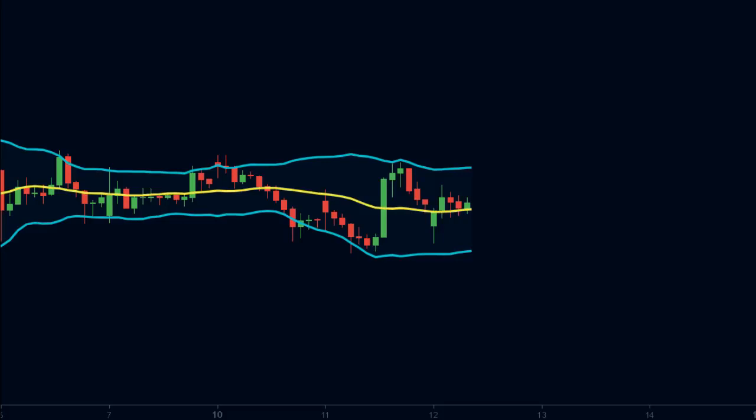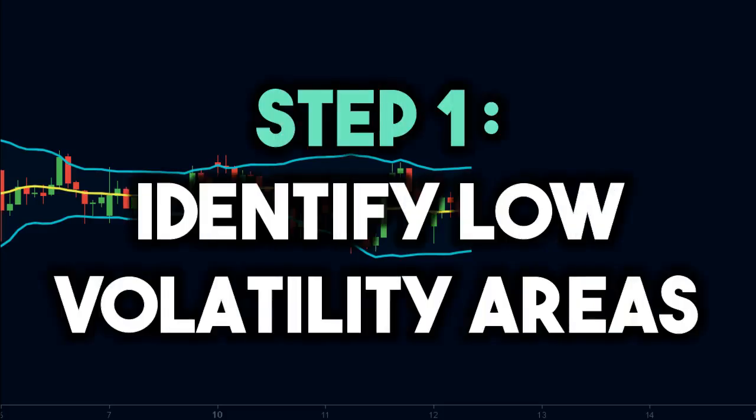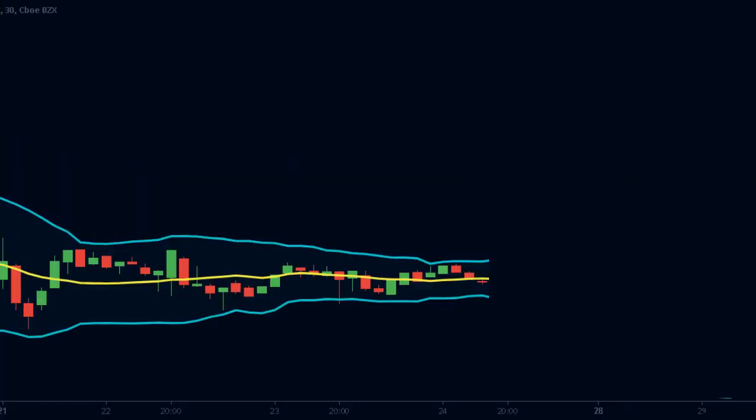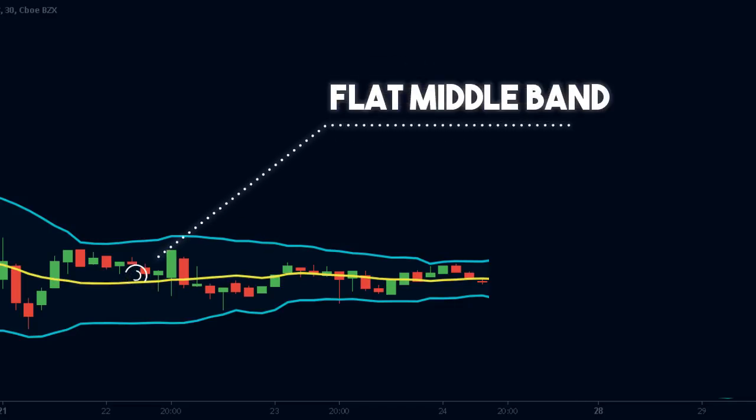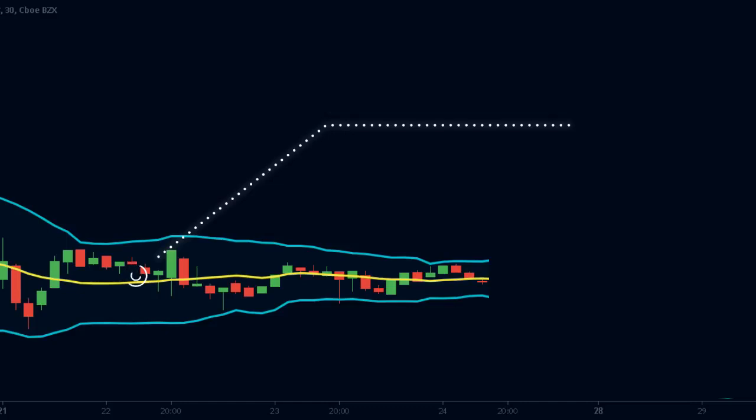For that, the first step is to find low volatility areas. Here is how a low volatility period looks. This is a 30-minute chart of the Amazon stock. Look at the middle band. It is as flat as a horizontal line.